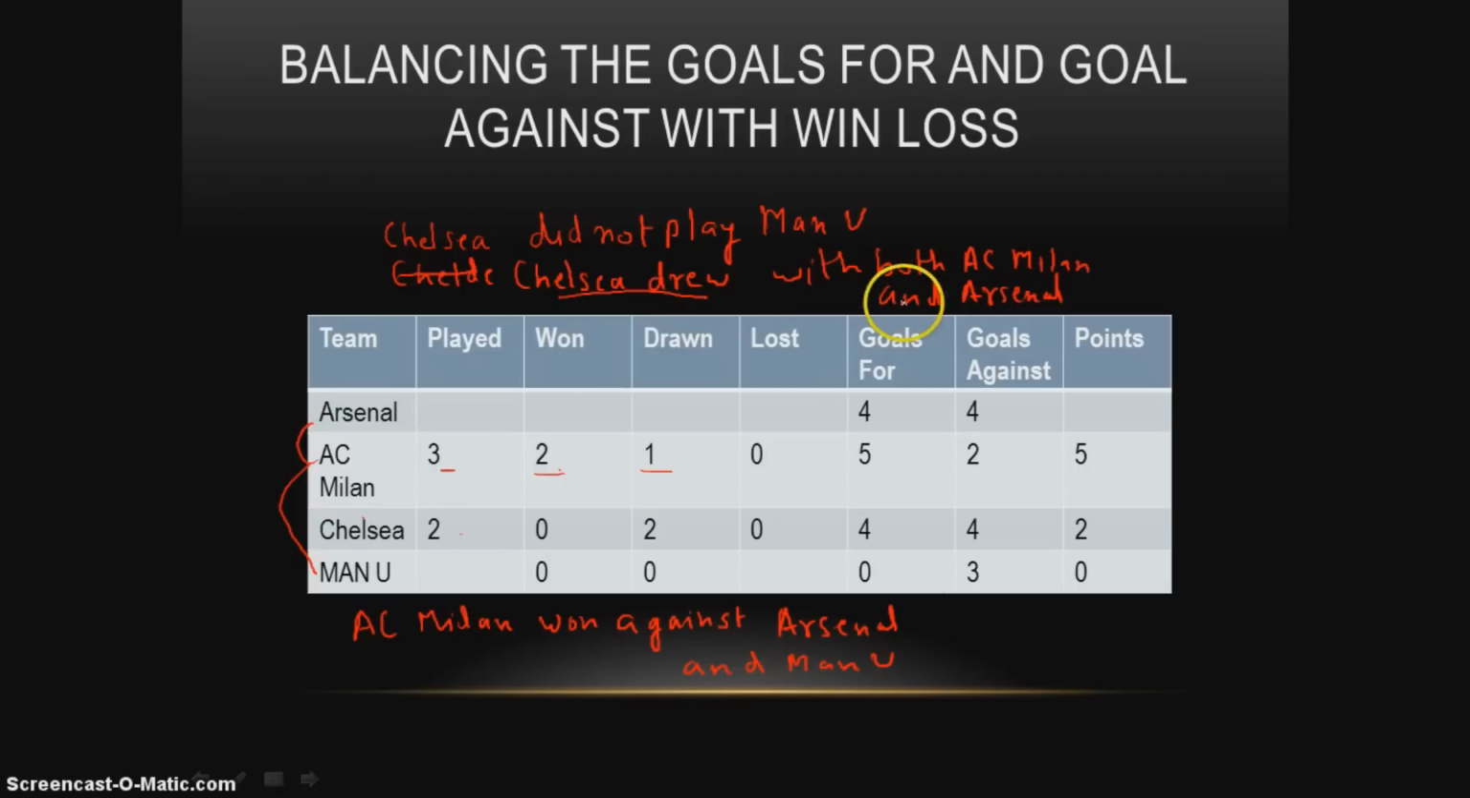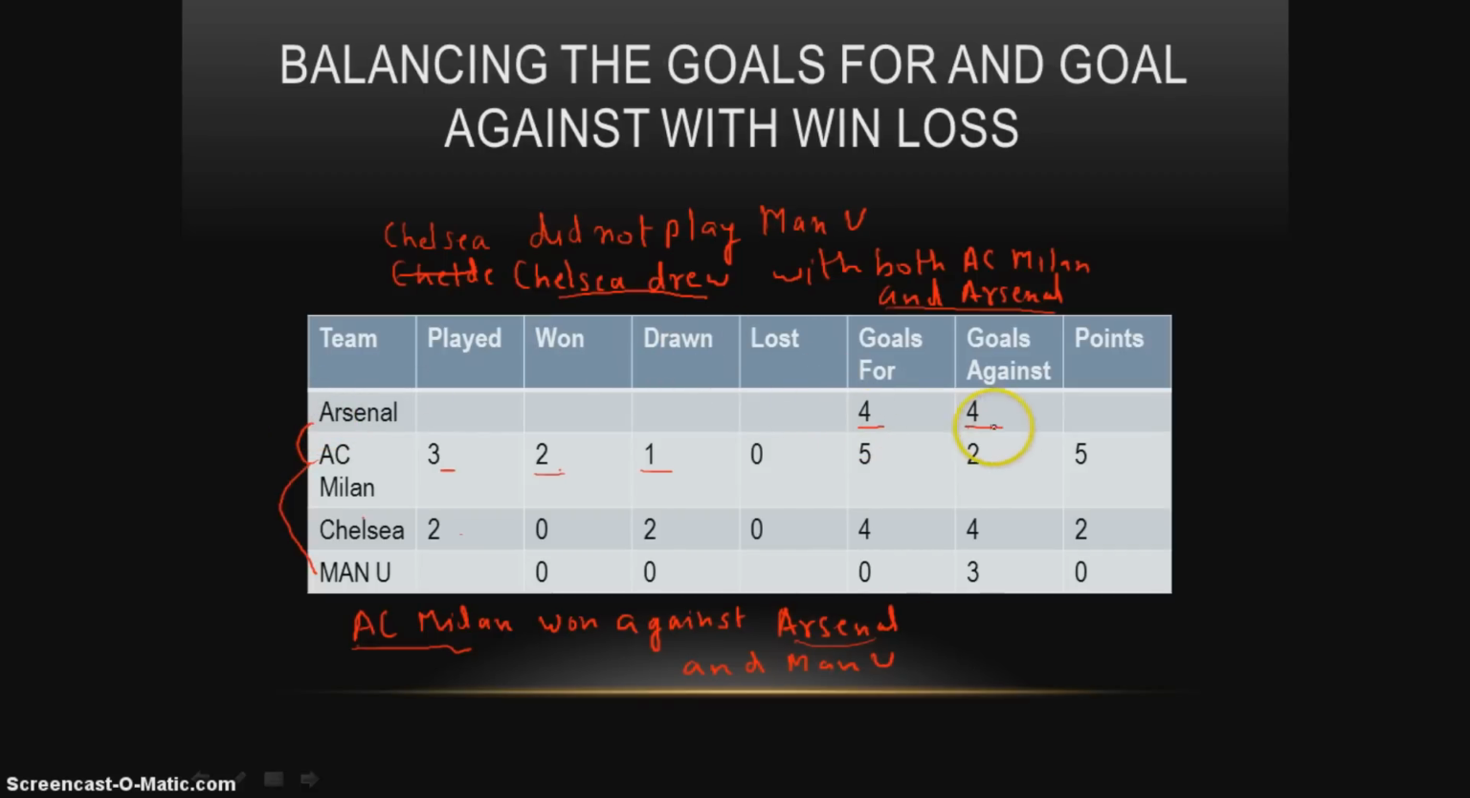It drew with Chelsea because one result says Chelsea drew with Arsenal. On the other hand, AC Milan won against Arsenal, so that means Arsenal lost to AC Milan. So we are sure that Arsenal drew against Chelsea and Arsenal lost to AC Milan. What about the third match against Man U? Either it has played or it has not played. But we are sure that it has played at least 2 matches and lost to AC Milan and drawn against Chelsea.